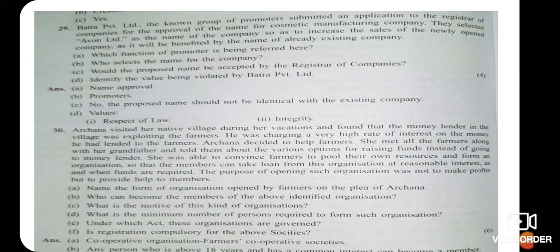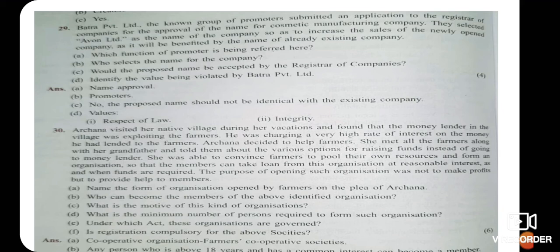Batra Private Limited, the known group of promoters, submitted an application to the registrar of company for the approval of the name for a cosmetic manufacturing company. So we will start from the last, children, okay? Which function of the promoter is being referred here? Who selects the name of the company? Would the proposed name be accepted by the registrar of company? Identify the values being violated by Batra Private Limited. So this part of the question is from formation of the company, children.